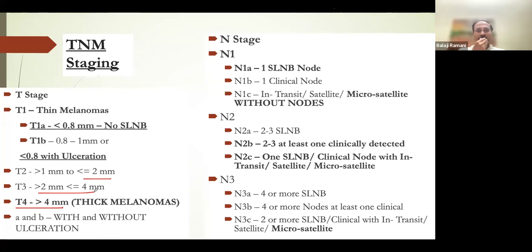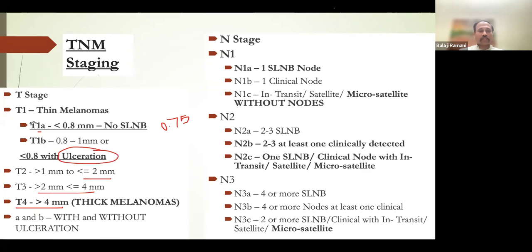T1, again, you have your thin melanomas, basically anything which is less than or equal to 1 millimeter. Remember, it's not 1 centimeter, it's 1 millimeter of invasion. In this, again, you have a subclassification as less than 0.8 mm. Remember, in your Breslow's, it used to come as 0.75. Similar to that, instead of 0.75, we are using 0.8 here. So less than 0.8, more than or equal to 0.8. So 0.8 to 1 is considered to be T1B, or less than that with the presence of ulceration.